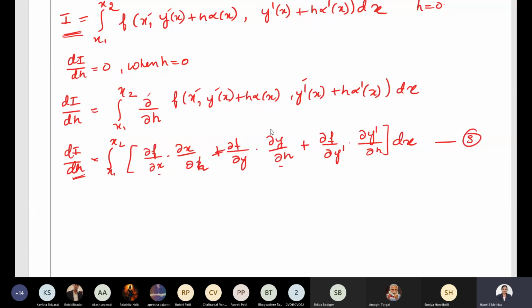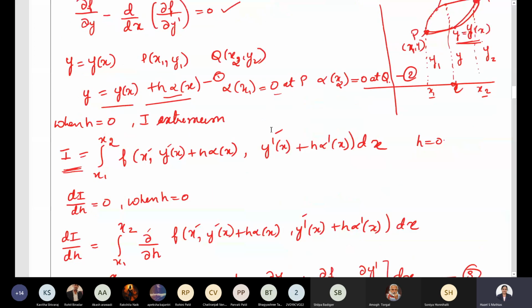Now we know h is independent of x. h is a constant which does not depend on any of the things. So that's why we can say that dou x by dou h is equal to 0, as h is independent of x. Now what we do, we shall take this 1, y is equal to y of x plus h times alpha x.